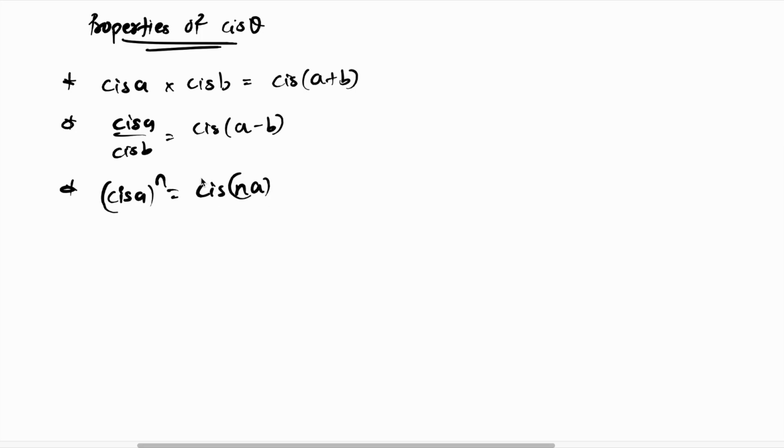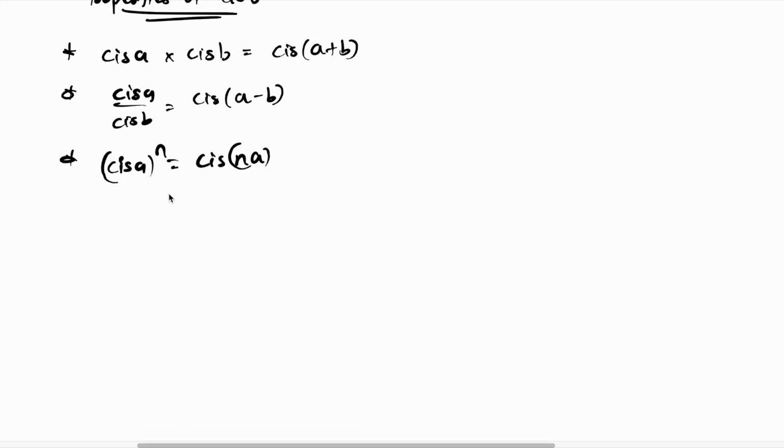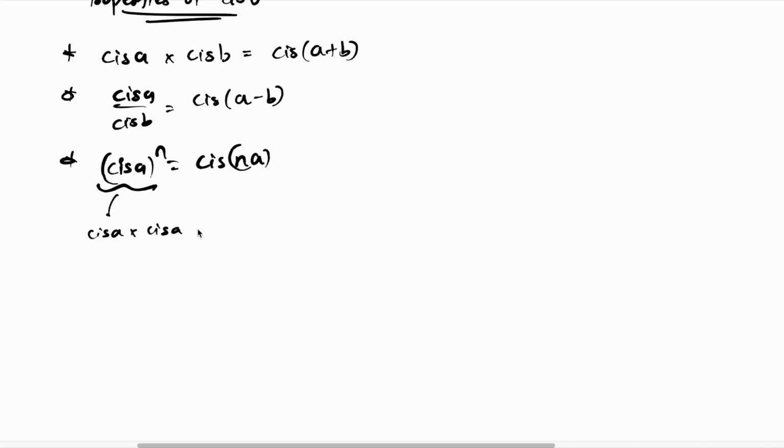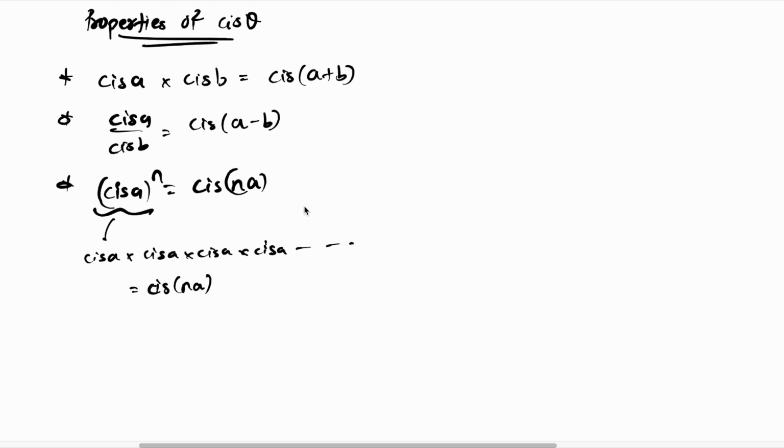The third property is actually an extension of the first property only. Basically, if I have to find cis A raised to n, it's cis A multiplied with itself n times. Since multiplication turns into addition, the result is nothing but cis n times A. So these are the three important properties of cis theta. If you look at them very carefully, they're actually the same as the properties of exponents, or the laws of exponents. And soon, in a minute, you'll understand why the properties of cis theta are the same as the properties of an exponent.